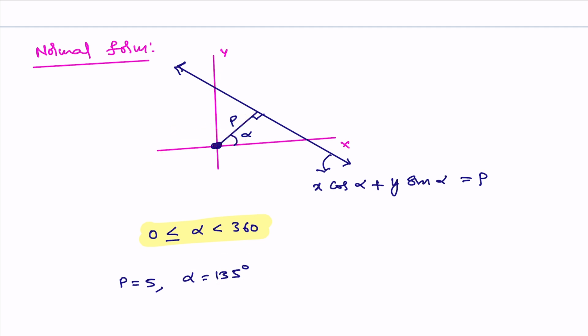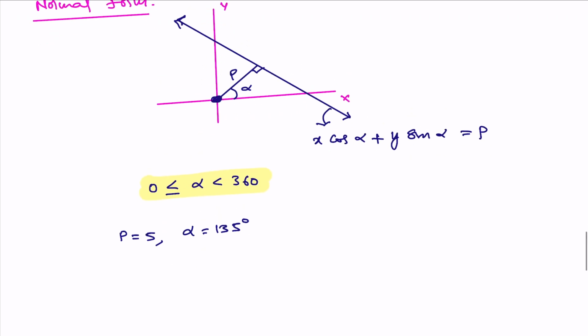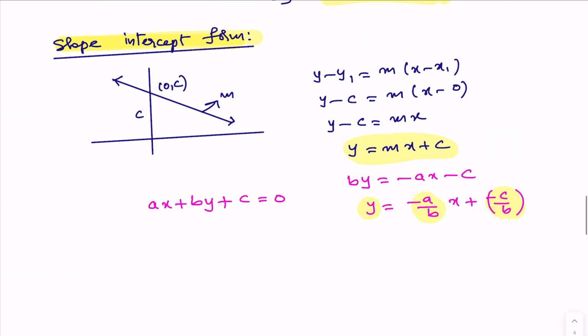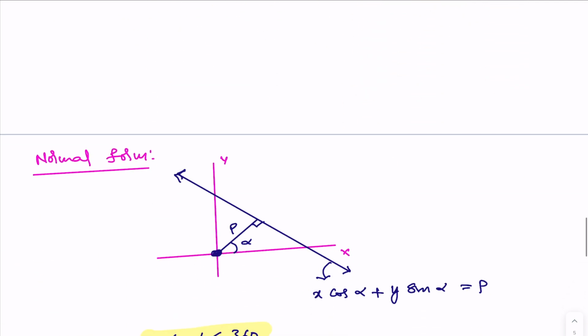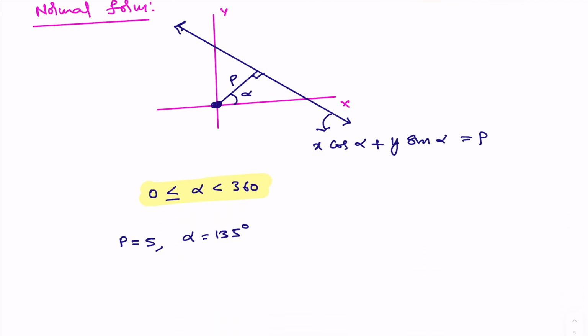Then find that line equation. In this question, they are asking us to find the line equation. Till now, what we know is that if we know one point and the slope of the line, we can find the line equation. But this is an entirely new model. They are asking to find a line that is at a distance of p units from the origin, and the perpendicular makes an angle of 135 degrees with the x-axis. To find that line equation, we'll just substitute this p value and alpha value in this equation.